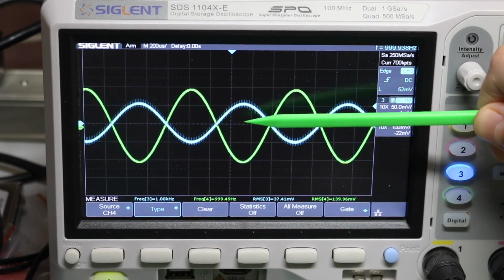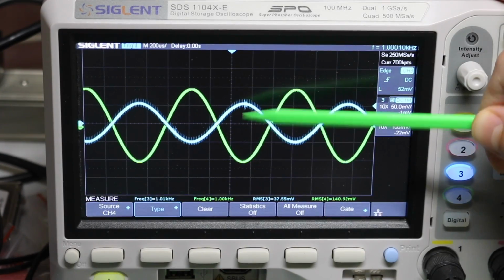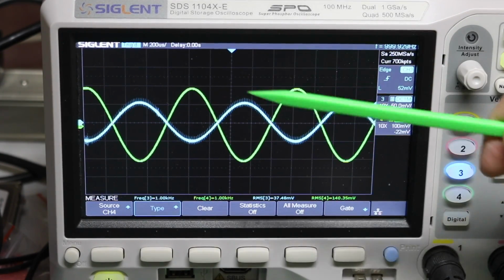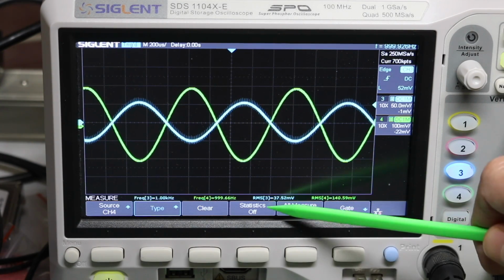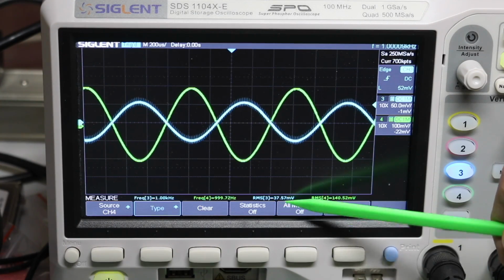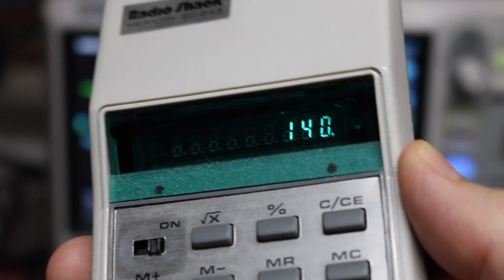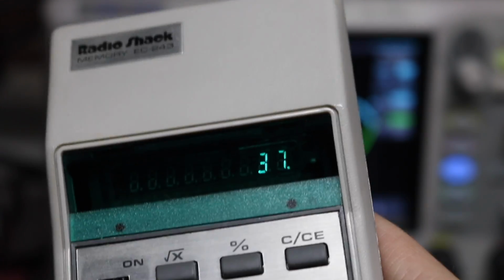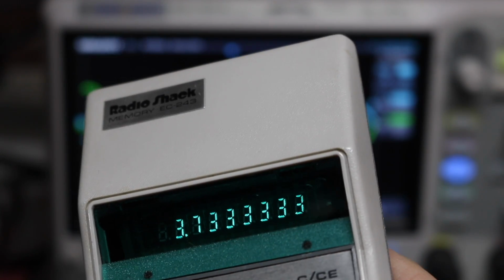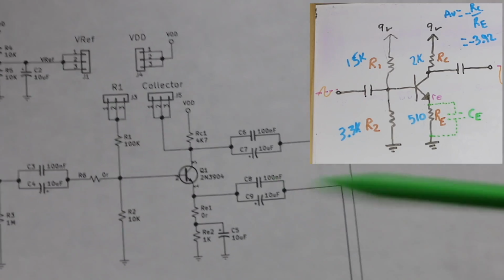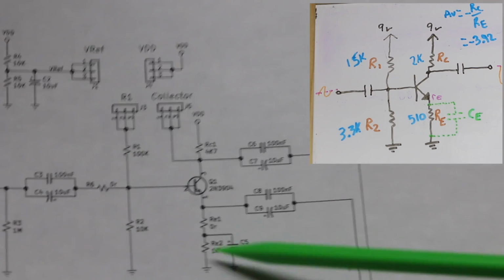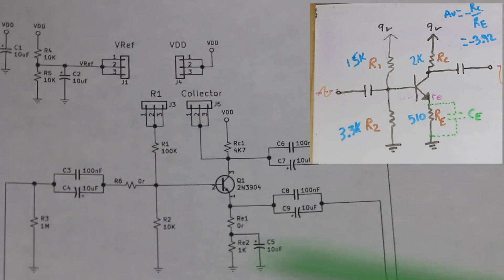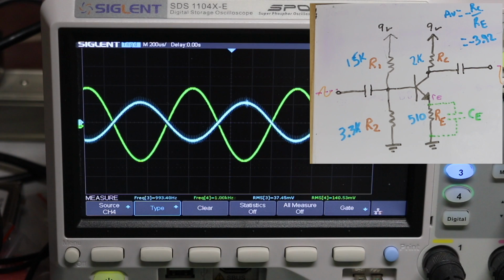So if we were to calculate the gain, and it's inverted, obviously, the output is inverted from the input, but the gain we calculate as around 140 millivolts RMS divided by the input of, say, 37.5 millivolts RMS, 140 divided by 37.5, a gain of around 3.73. And if we use our gain approximation of collector resistor divided by emitter resistor, we have 2K divided by 510 ohms in my circuit. 3.92 is the gain that we calculate with our estimation.